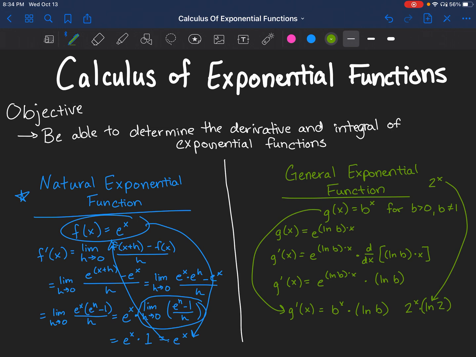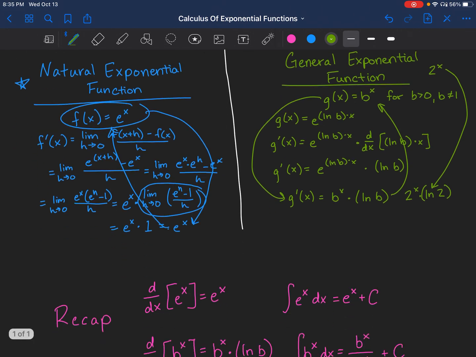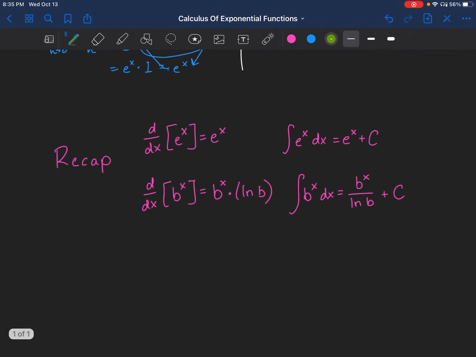Okay, so the question is, how do I undo this process? Well, think about it this way. When I take the derivative, I multiply by the natural log of b. If I want to go backwards, if I want to integrate this, I should divide by the natural log of b. So let me recap all of that important information down here.